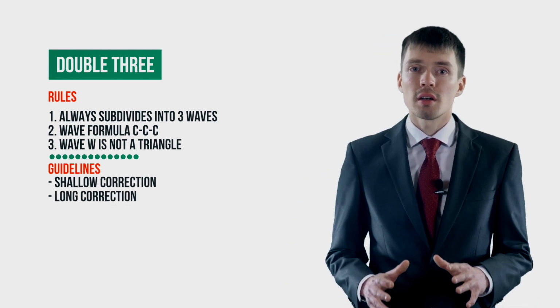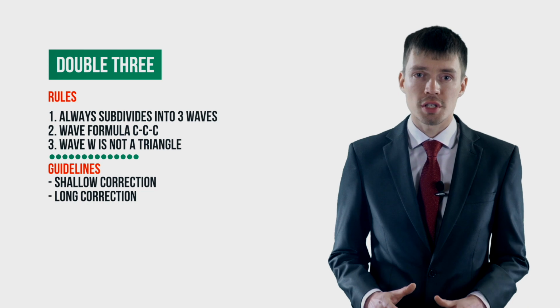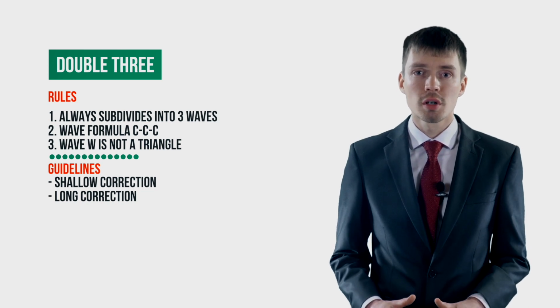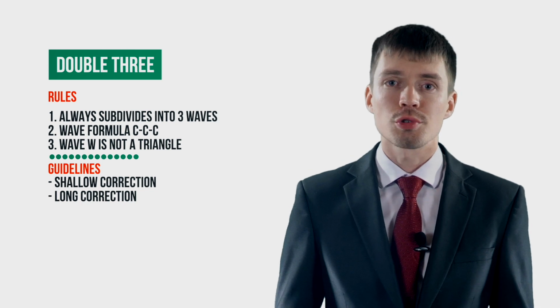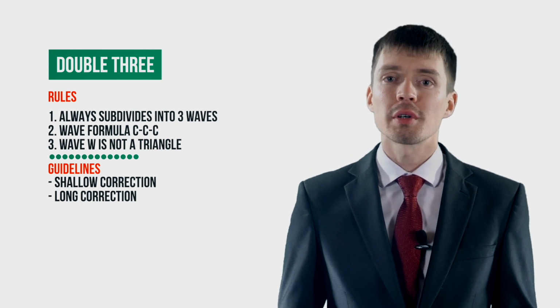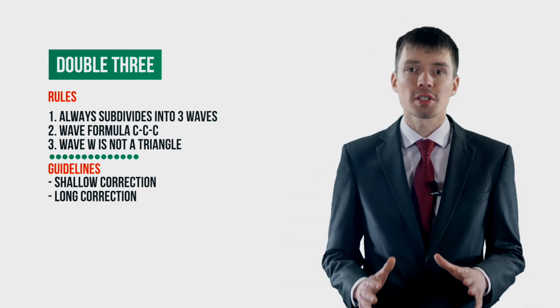Second guideline, a double three is usually a long correction. If the zigzag, double zigzag, and triple zigzag are formed in depth, then the double three is formed sideways. I notice that a deeper correction is less lasting, and a less deep correction is a longer one. This can be illustrated as follows.